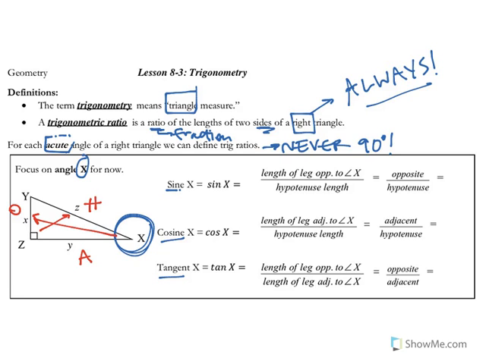So if we have labeled our sides, O, A, and H, sine is the ratio of the opposite over the hypotenuse. So in this case, my opposite is x and my hypotenuse is z. So sine of angle x is x over z. That's it. It's a ratio. Leave it as such. Okay?